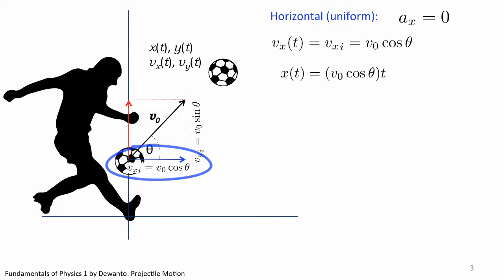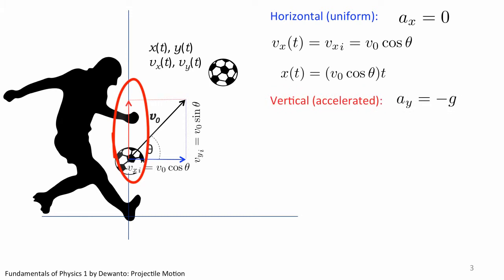So far so good. The vertical component undergoes accelerated motion. The acceleration comes from gravity, hence ay is equal to minus g. Take note of the negative sign in front of g. This negative sign indicates that the acceleration is pointing down because gravity always pulls things down. The velocity and displacement along the y-axis will then be given by the equations we just discussed in slide 4 of lecture 4.3.